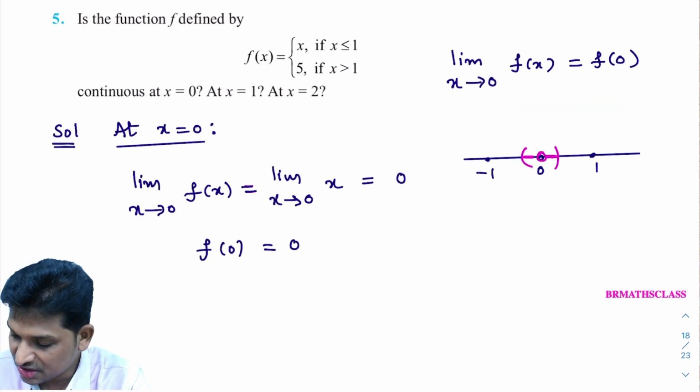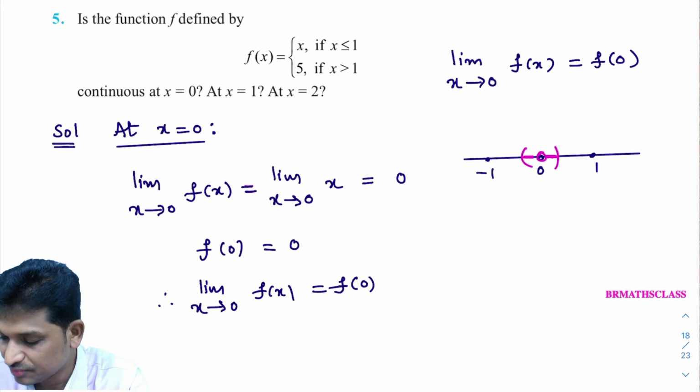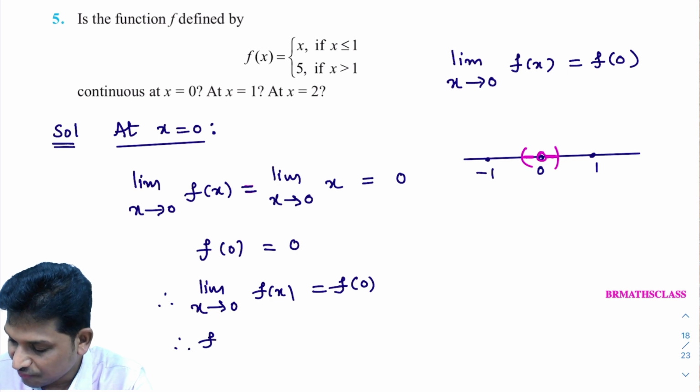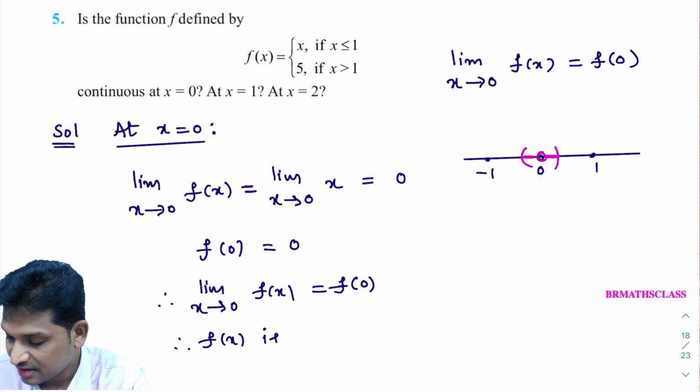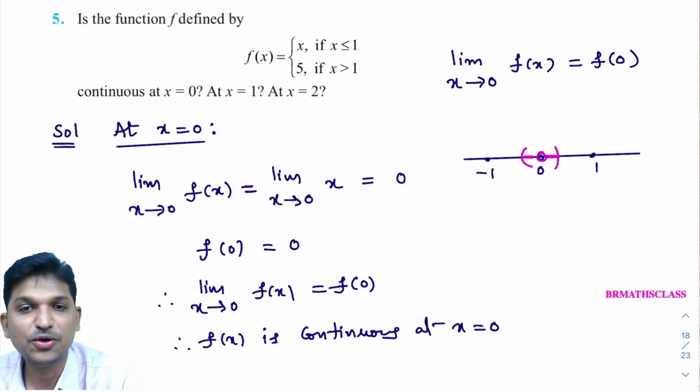So what is the conclusion here? Therefore, limit x approaches 0, f of x equals f of 0. Okay, so limit x tends to 0, f of x equals f of 0. Then what can I say? I can say that f of x is continuous at x equal to 0.